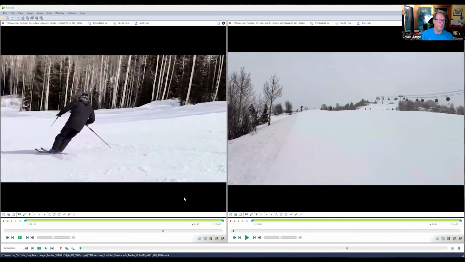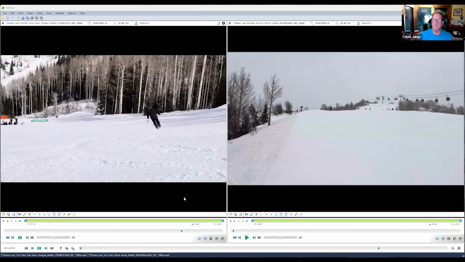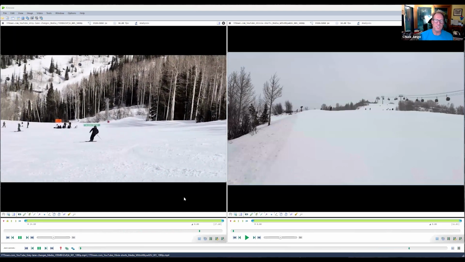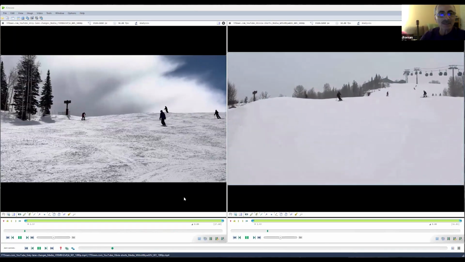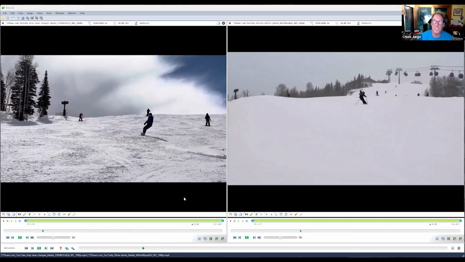So what are the skis doing? Let's back up. What are the skis doing in initiation? Are they turning at the same time? Skis are turning at the same time. At initiation?